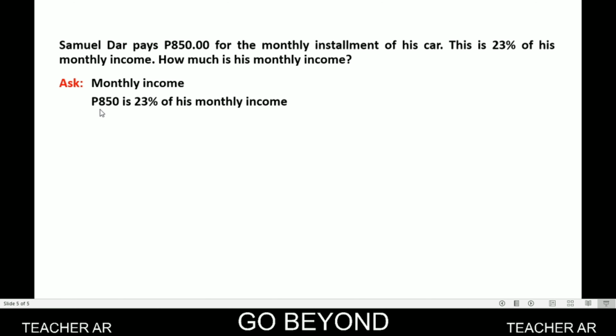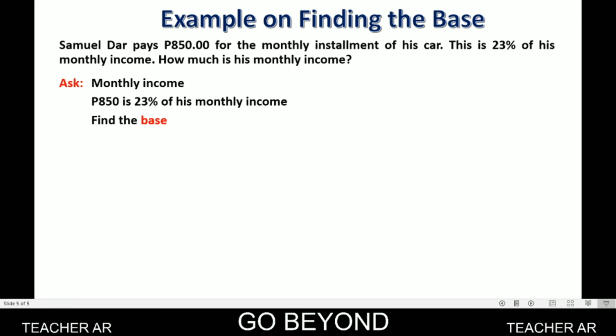So sino nga ba hinahanap? Hindi si percentage kasi nga andyan si is. Si is, katabi niya si 850 pesos. Ibig sabihin, itong si 850, siya ang ating percentage. Hindi binigay si monthly income, at katabi niya si of. Sino yung si of? Base. Ibig sabihin, hinahanap natin dito si base. And this problem is an example of finding the base.